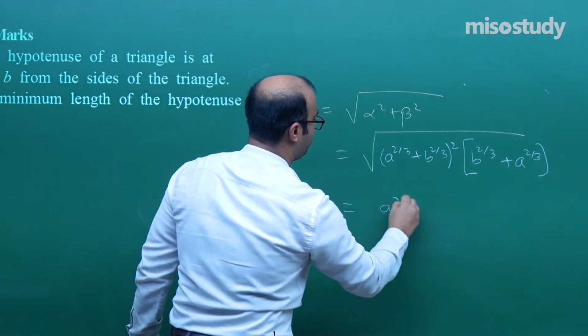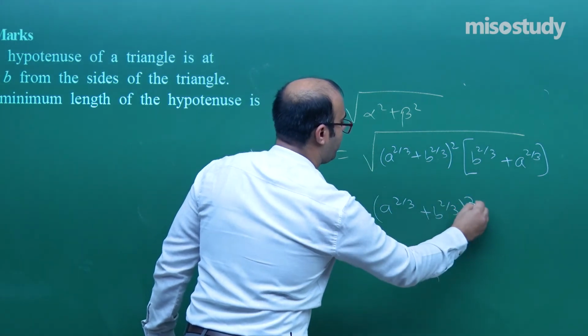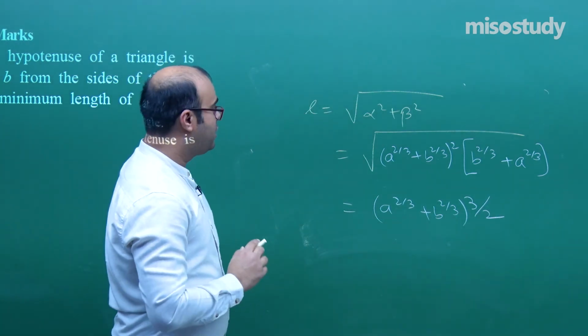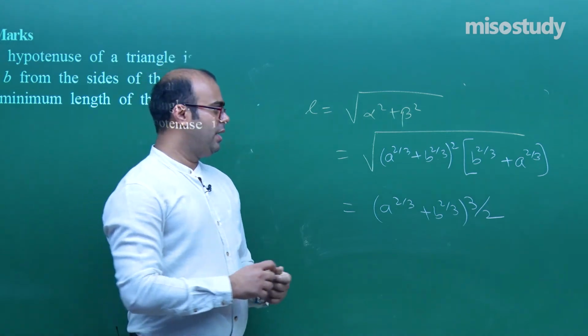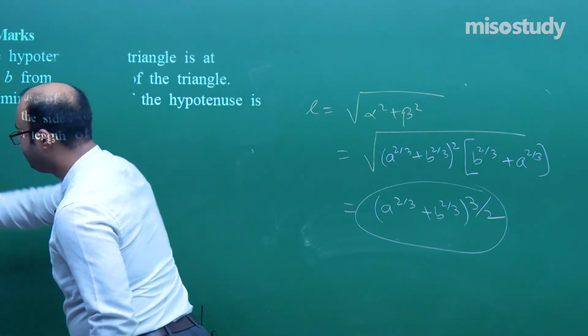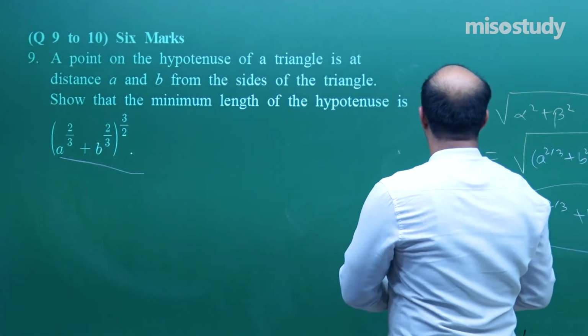So can we say a to the power 2 by 3 plus b to the power 2 by 3 to the power 3, and under root of that can be written like this. So this is the final length of the hypotenuse when it is minimum. And does this answer match with our answer in the question? Yes, it does match. It is a lengthy question, a 6 marks question, but it was too lengthy.